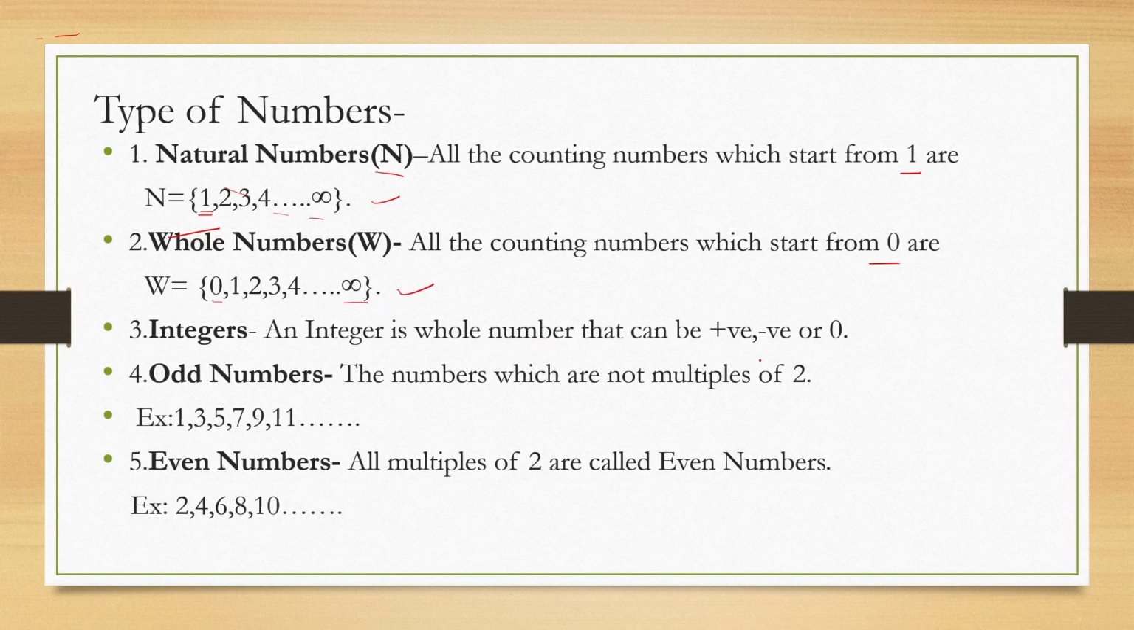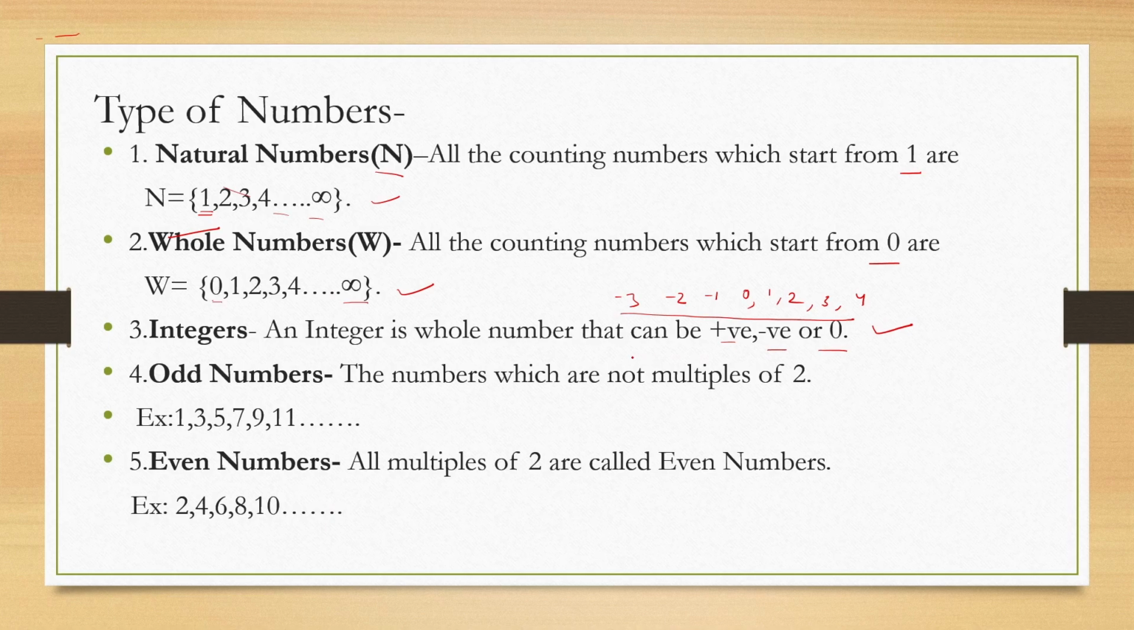An integer is a whole number that can be positive, negative or 0. So those are the integers. An example would be 1, 2, 3, 4, 0, -1, -2, -3, all are integers. These are positive and negative integers.